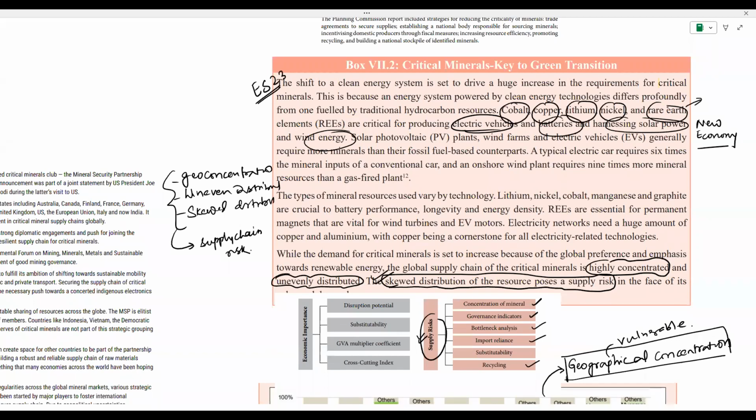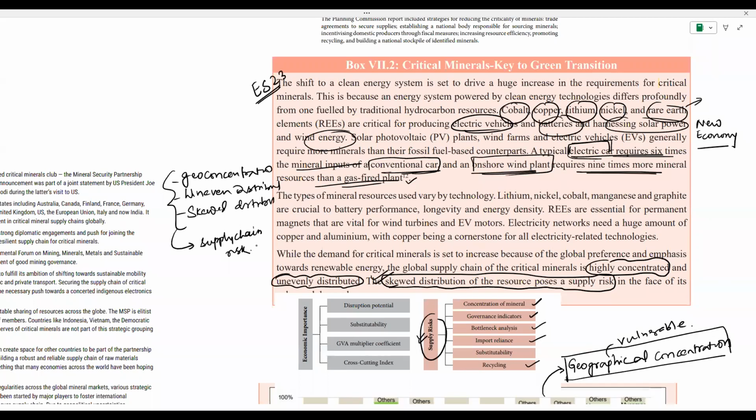A typical electric car will need 6 times the mineral inputs of a conventional car. An onshore wind plant will require 9 times the minerals of a gas-fired plant. The old car does not need that much mineral, but the new car will need more. Similarly, an onshore wind plant will need more minerals. Gas does not need more minerals. Guys, is this clear?